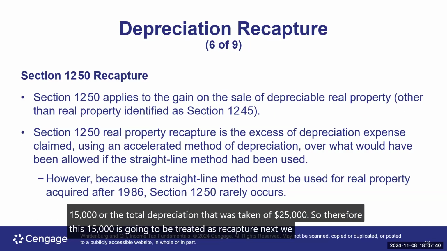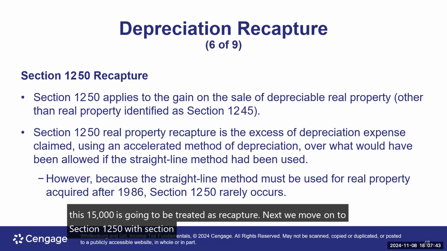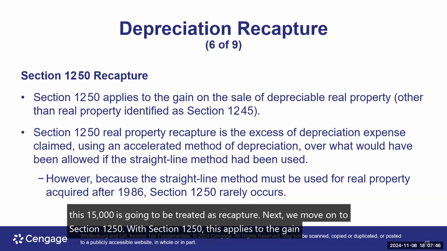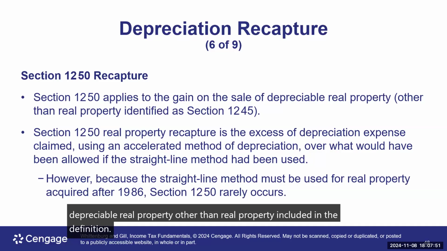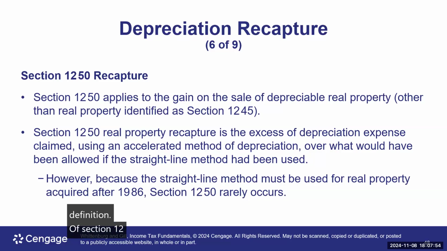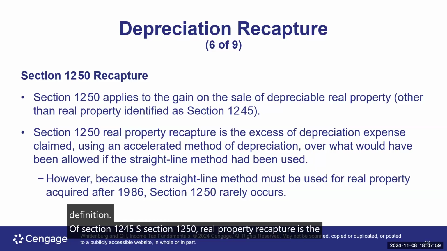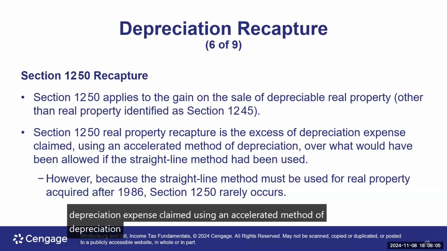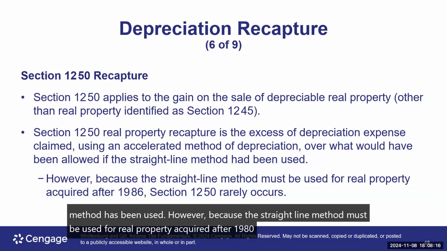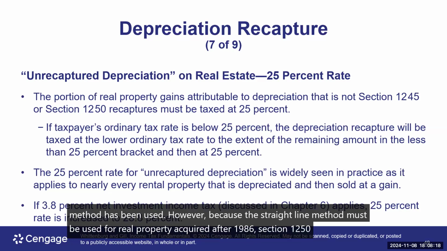Next, we move on to section 1250. Section 1250 applies to the gain on the sale of depreciable real property, other than real property included in the definition of section 1245. So section 1250 real property recapture is the excess of depreciation expense claimed using an accelerated method of depreciation over what would have been allowed if the straight line method had been used. However, because the straight line method must be used for real property acquired after 1986, section 1250 rarely occurs.